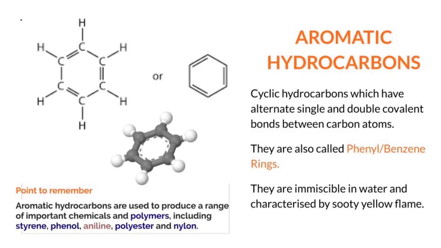Nylon, polyester, styrene, aniline, etc. are the examples which are formed from aromatic hydrocarbons. One example is shown here as a diagram, the typical benzene structure, that is an aromatic hydrocarbon.